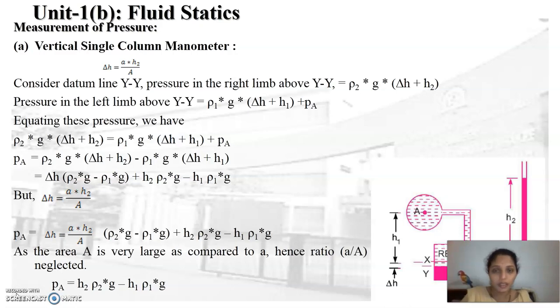So pressure in the right limb is equal to rho 2 G into (H2 plus delta H), because we are considering the datum line as YY, and similarly pressure in the left limb is equal to rho 1 G into (delta H plus H1) plus pressure at A. Equating these two pressures for equilibrium, we obtain pressure at A is equal to H2 rho 2 G minus H1 rho 1 G, and in that way we can determine the pressure at point A in the single column manometer.